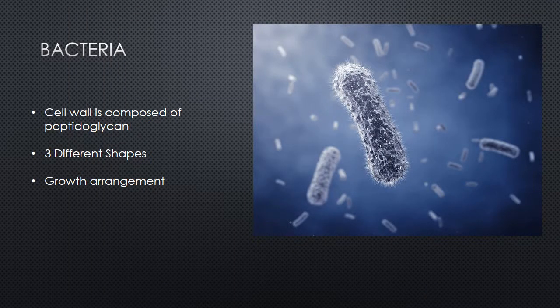So as we said, prokaryotic cells are in the domain bacteria and the domain Archaea. So we're going to look at both of those today. And let's start out by looking at the domain bacteria. There are a couple of things here. Their cell wall is composed of a peptidoglycan. They come in three different shapes, and they're categorized based on their growth arrangements.